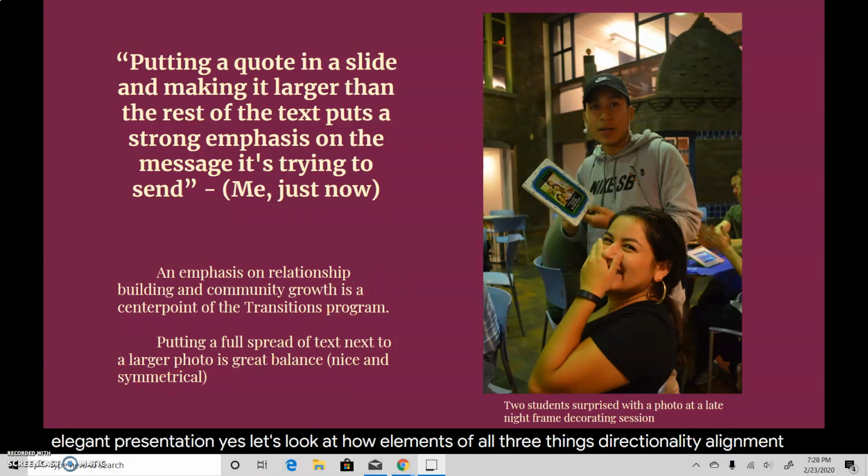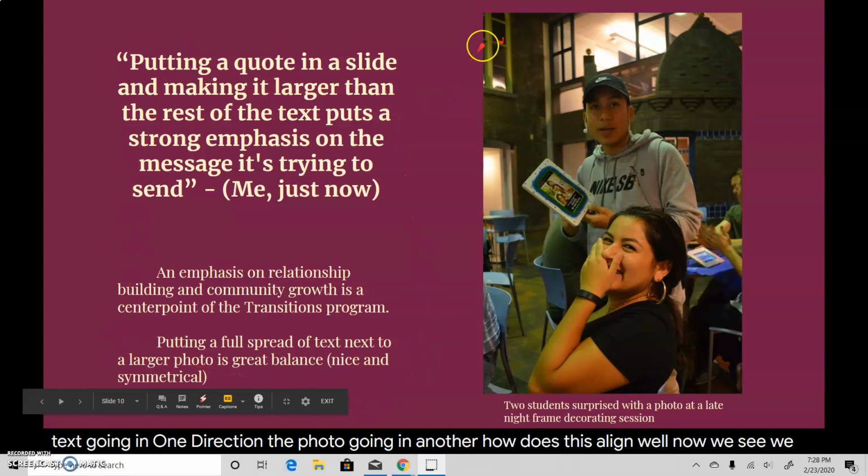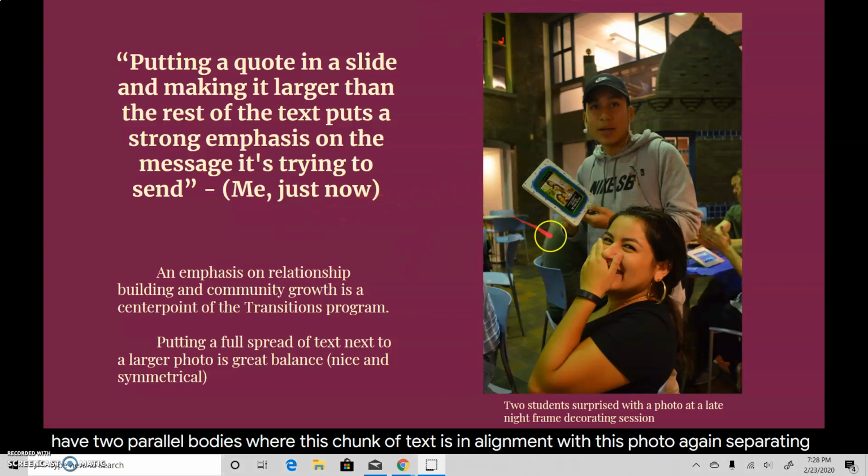Now let's see how all 3 definitions fit into this photo. So we're thinking of directionality, alignment, and contrast. Now we already spoke to the contrast of the body of text going in one direction, the photo going in another. How does this align? Well, now we see we have 2 parallel bodies where this chunk of text is in alignment with this photo. Again, separating how we have 2 columns of objects we're looking at and keeping them aligned. A nice symmetrical balance for our eye to follow.